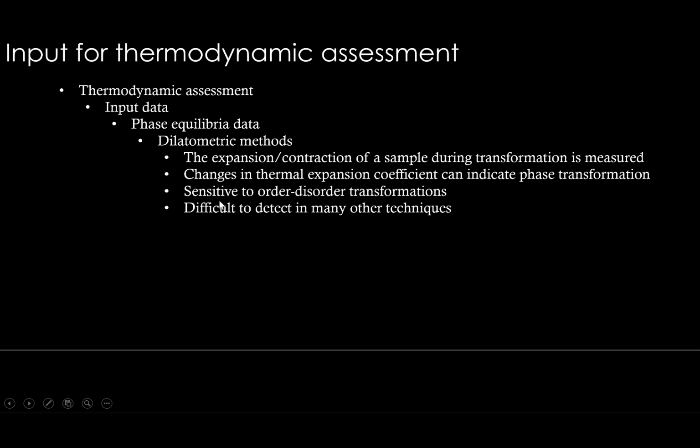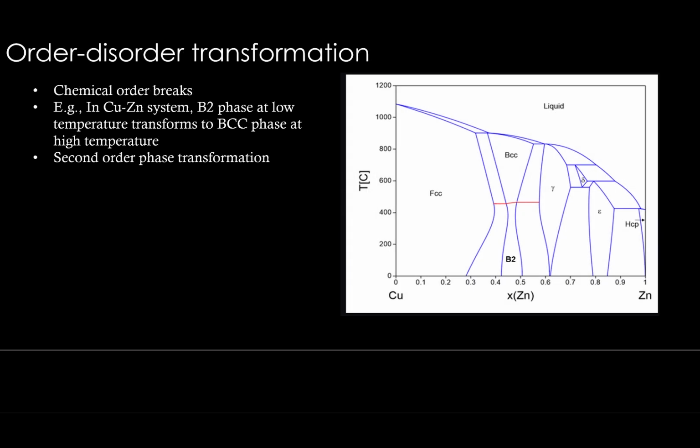And this particular technique is sensitive to ordered disordered transformations. So this is quite important. This particular kind of transformation is difficult to detect in other techniques. So this technique is quite useful in detecting that. So we haven't seen what this ordered disordered transformation is before in this particular course. We will spend 1 or 2 slides on that. We'll take an example, the copper zinc system.